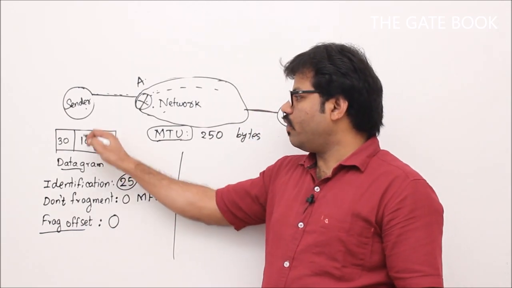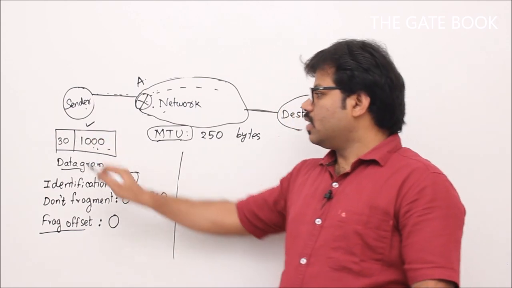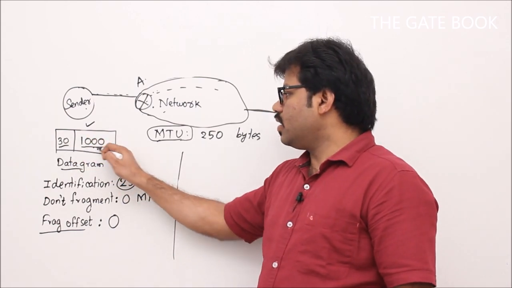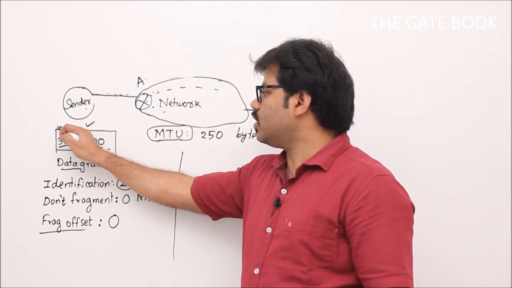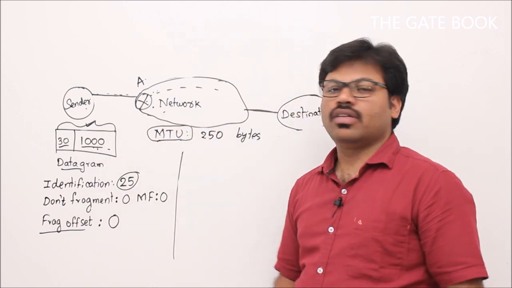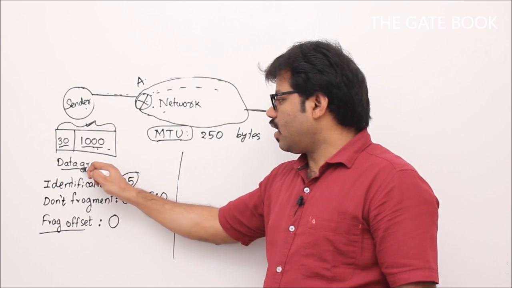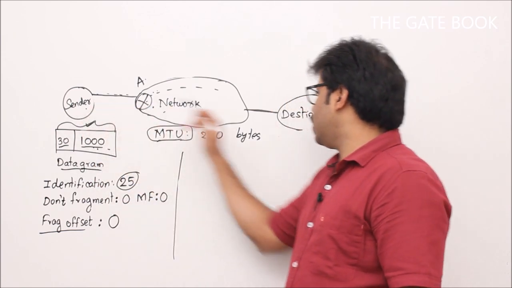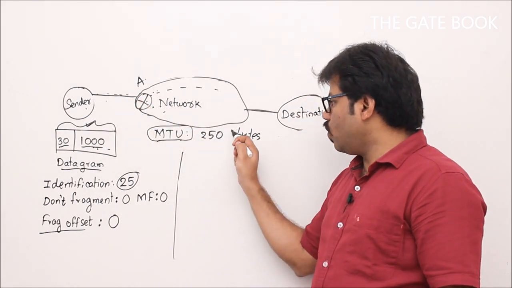Assume that, let's say, you have a datagram of size 1000 plus 30. You have only one datagram. 30 is the header and 1000 is data which is coming from the transport layer. So this entire thing is the datagram. Remember it. That 30 is the header, 1000 is the data part. Now such a datagram has to be transferred from sender to receiver. But the problem is, it is going through some network. That network has a 250 byte limitation.